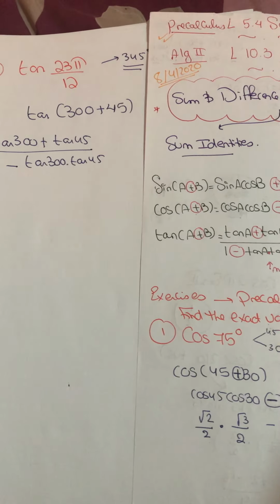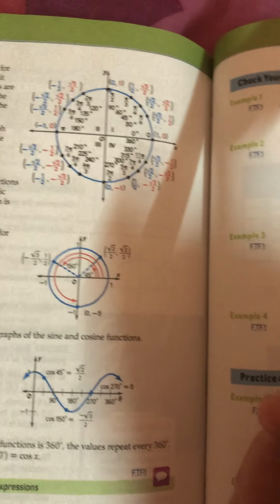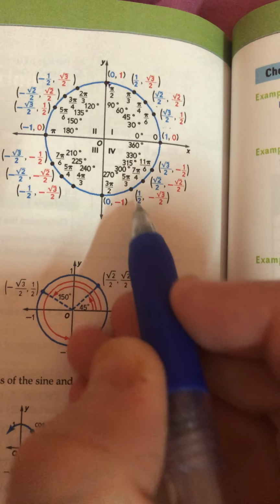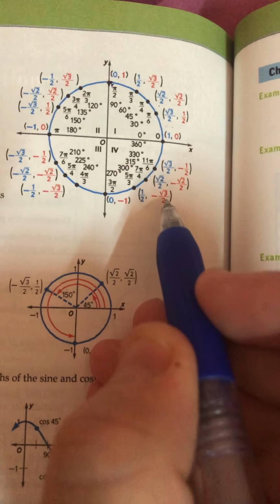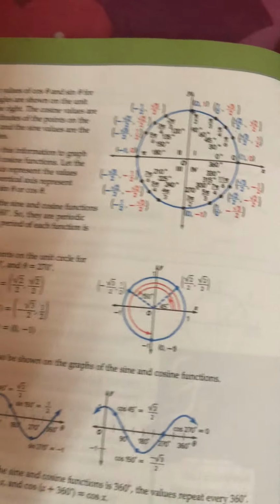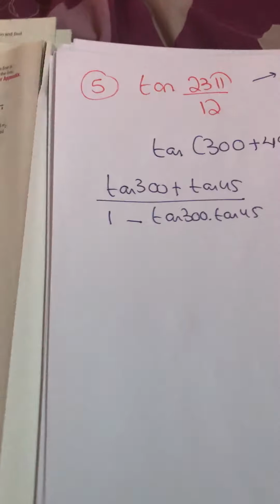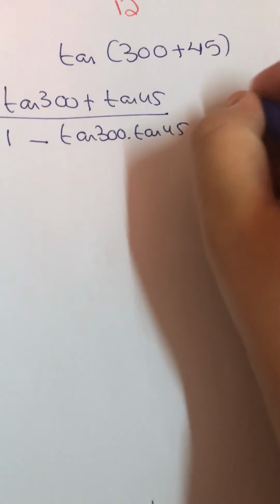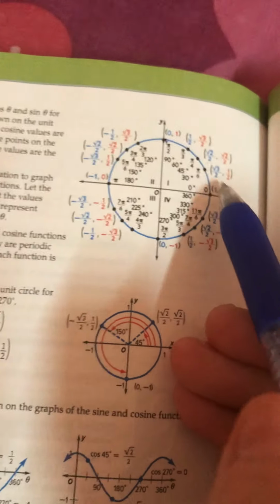How will you get these values? You can get them with the calculator, or again, go to the unit circle and remember tan is y over x. So tan at 300 is y over x. Negative root of 3 over 2 over half is going to give you negative root of 3. And you can check with the calculator. This is going to give you negative root of 3. Tan at 45 is always 1 because root of 2 over 2 over root of 2 over 2.